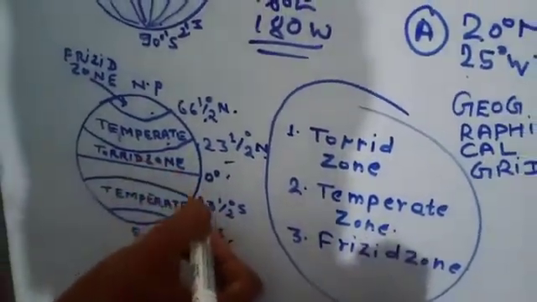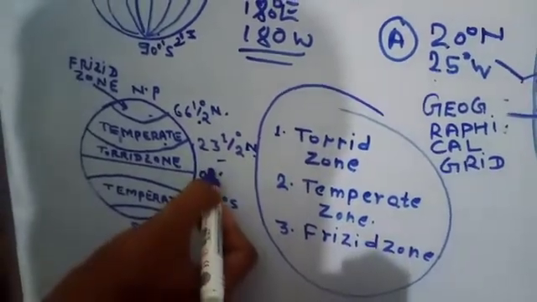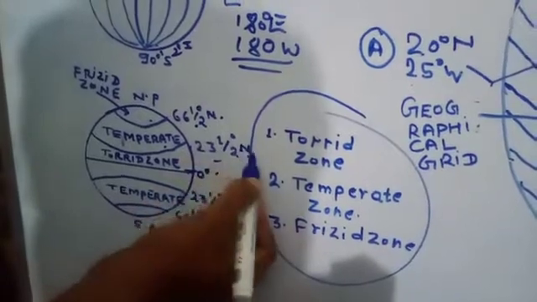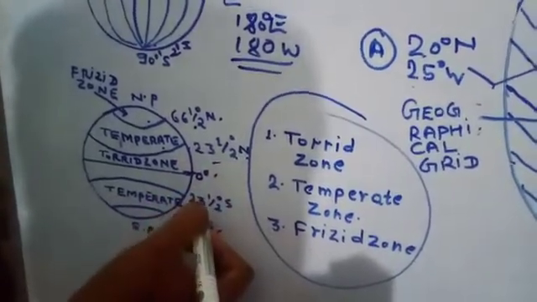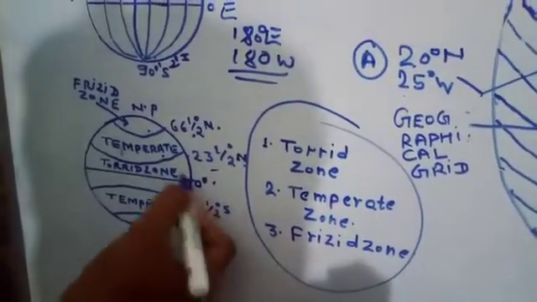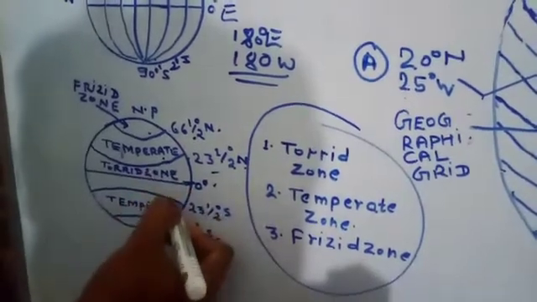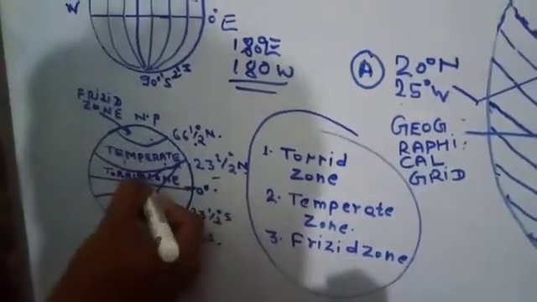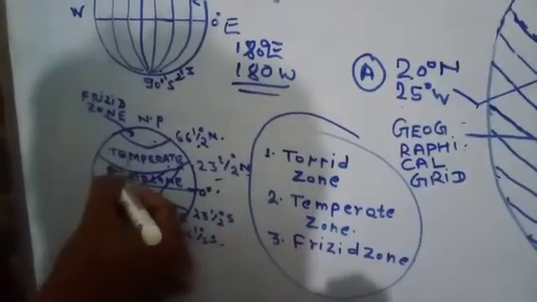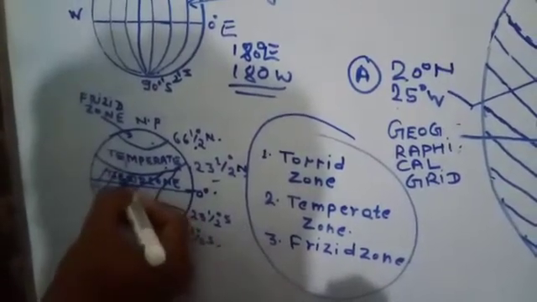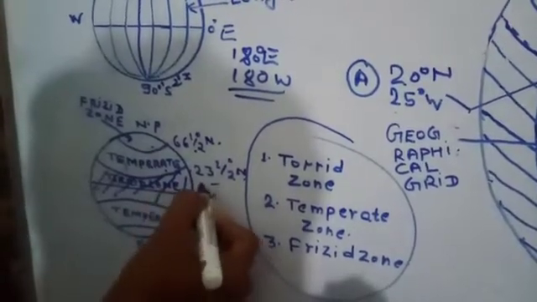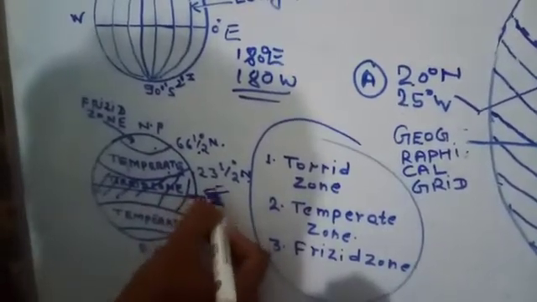In between all these 5 latitudes, we can define different climatic zones. If you start from 0 degree equator up to 23.5 degree north and 23.5 degree south, which is between the Tropic of Cancer and Tropic of Capricorn, the entire area that lies between these two latitudes is called the torrid zone. This zone is very hot because this area receives vertical sun rays.